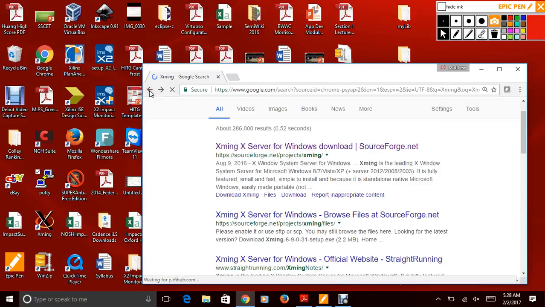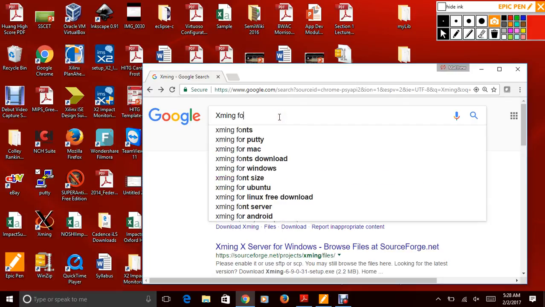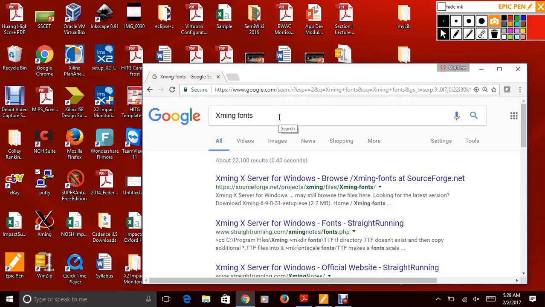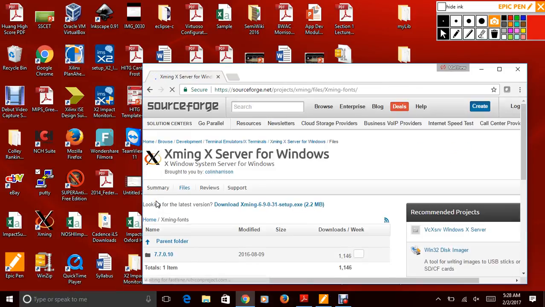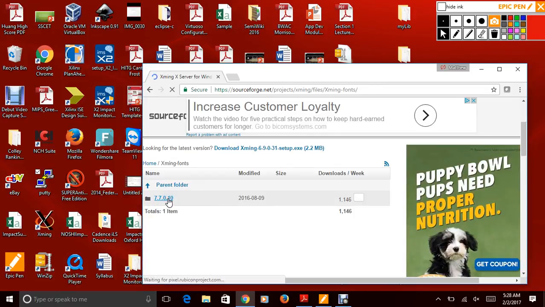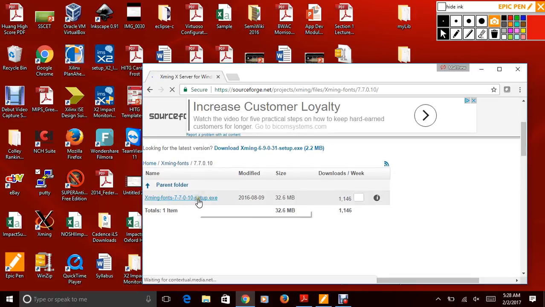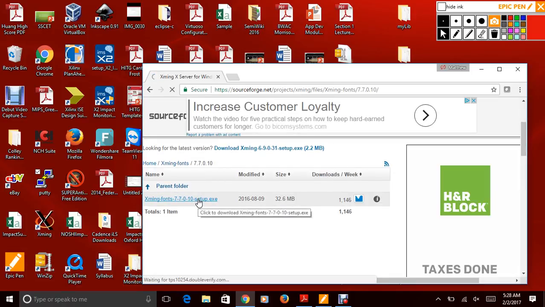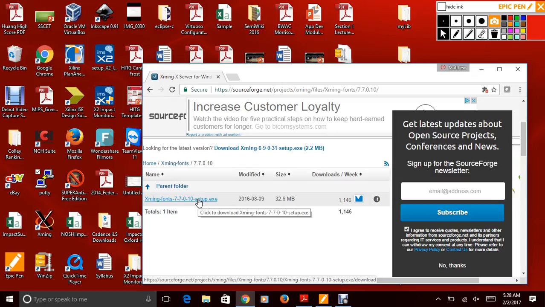The next thing you need to do is get something called Xming Fonts. So you go back here, and you click on this. Click on 7 points, and then you bring in your Xming Font setup. This will allow you to render specific fonts that Cadence uses in order to be able to see what it is that Cadence is trying to render. So you click on that, you download it, you run the executable.